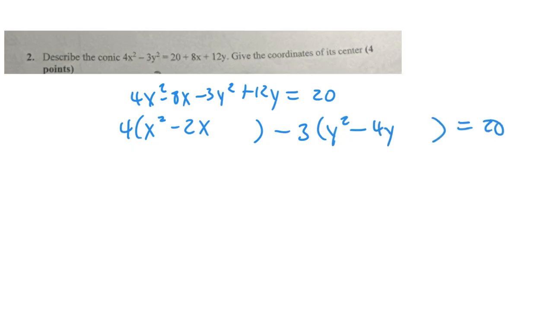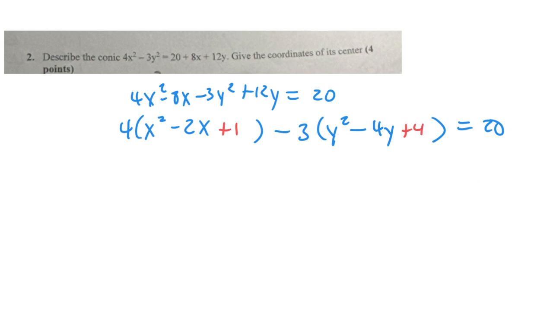Now notice how I'm leaving a space here for the special number that we're about to bring in. And the special number will always be this middle coefficient divided by 2 squared. So negative 2 divided by 2 is negative 1. Negative 1 squared is positive 1. Negative 4 divided by 2 is negative 2. Negative 2 squared is positive 4. So that is the case.